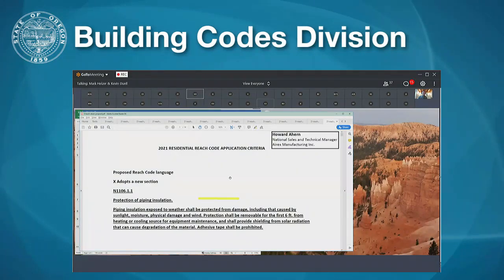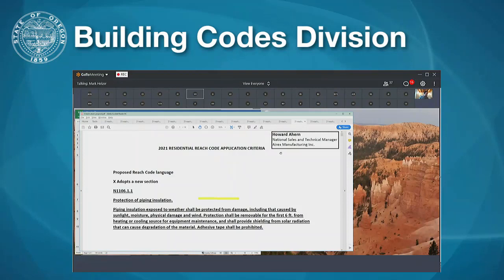But there's a question in the chat, Mark. Yeah. So the question about the backstop. That was just that footnote in the table, which basically sets the envelope requirements of the reach code as the backstop. I'm seeing that Eric responded that it was answered.